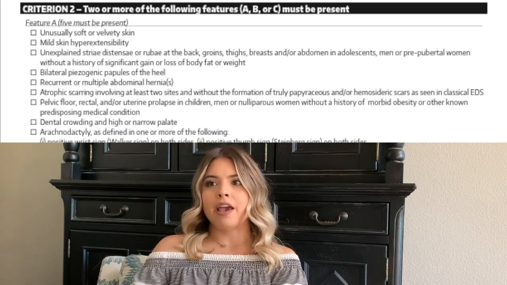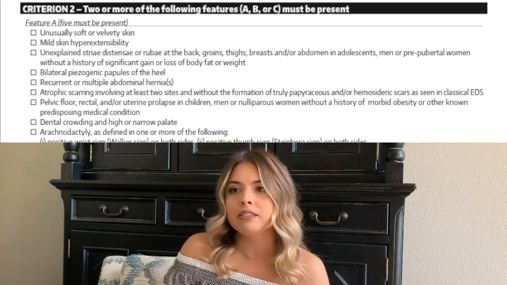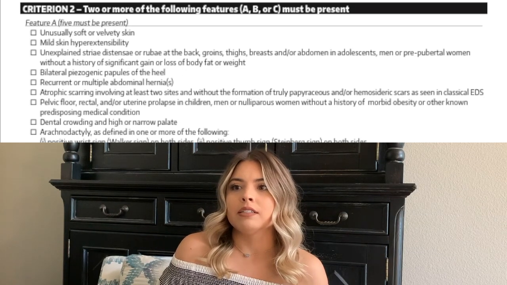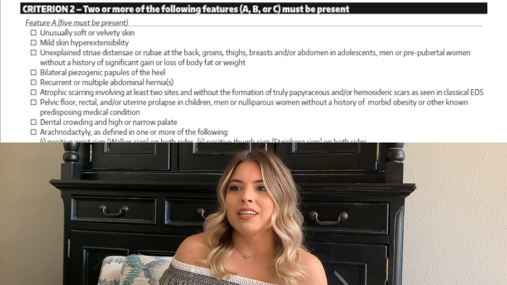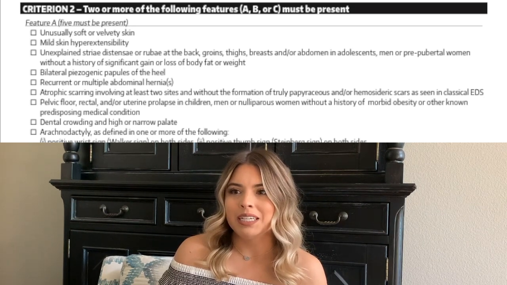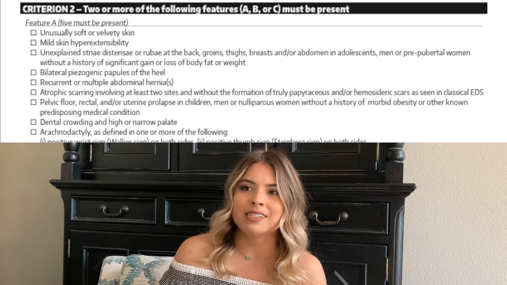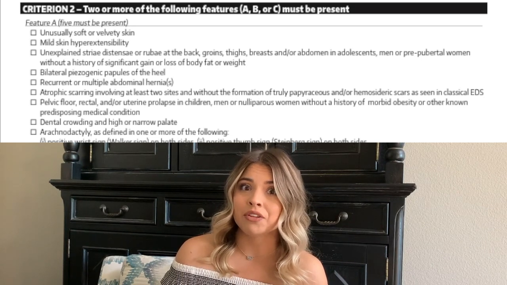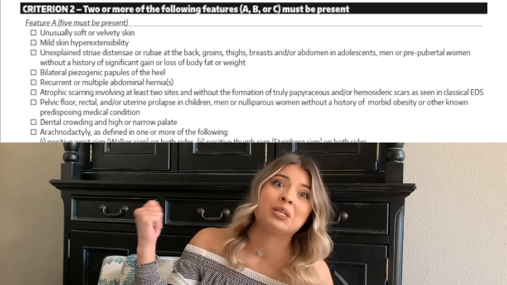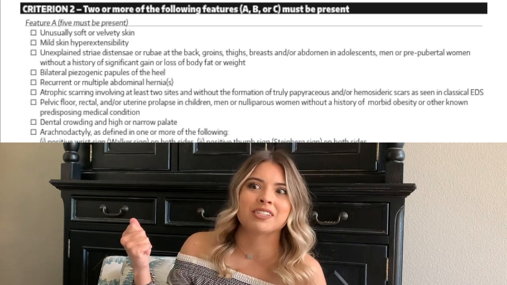And in feature A, 5 things must be present, and the list is: unusually soft or velvety skin, mild skin hyperextensibility, so that's stretchy skin. And my skin is kind of stretchy, but it's not as stretchy as I've seen some other people. Some people can really stretch their skin out far.